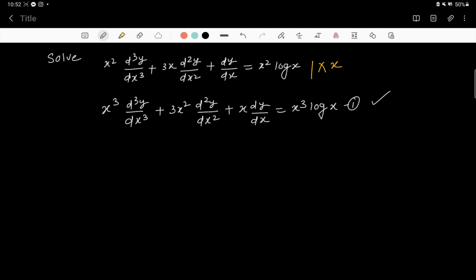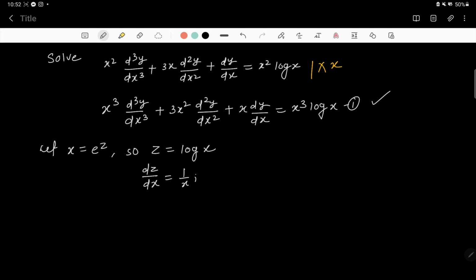So now the solution of this equation can be written as: let x is equal to exponential z. So x is equal to exponential z, so z is equal to log of x. Therefore the derivative dz by dx will be 1 by x.